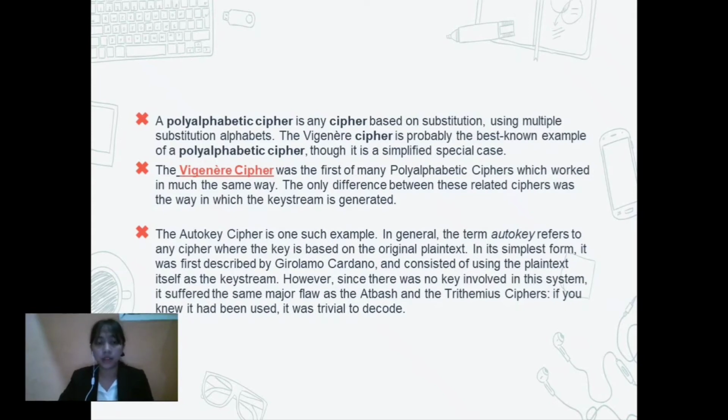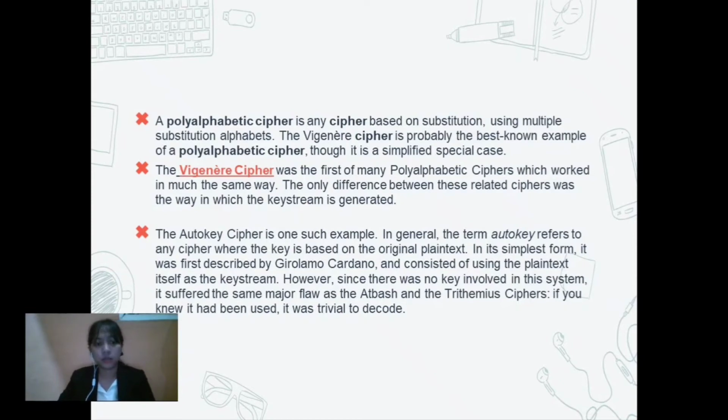The Autokey cipher is one such example. In general, the term Autokey refers to any cipher where the key is based on the original plaintext. In its simplest form, it was first described by Girolamo Cardano and consisted of using the plaintext itself as the key stream. However, since there was no key involved in this system, it suffered the same major flaw as the Atbash and the Trithemius cipher. If you knew it had been used, it was trivial to decode.